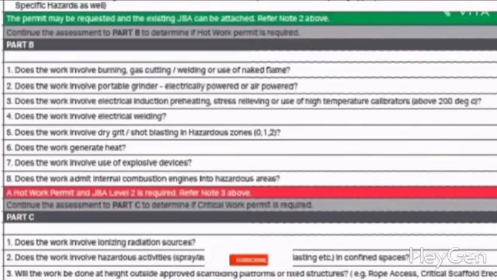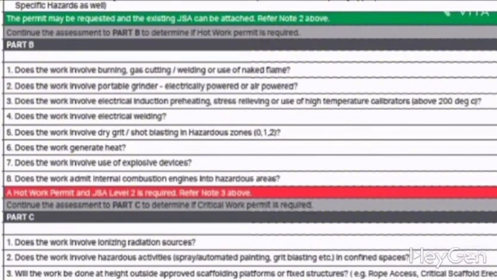Well, in part B, we come to the first question: does the work involve burning, gas cutting, or welding using a naked flame? In this work, a flame is involved. Cutting, welding or grinding, whatever activity is going on in which a spark or a flame will be formed, we will mark it. Then for this we will need a hot work permit. We do not go to the next slide, and we do not fill the next question, but if we have a yes here, then we see next.